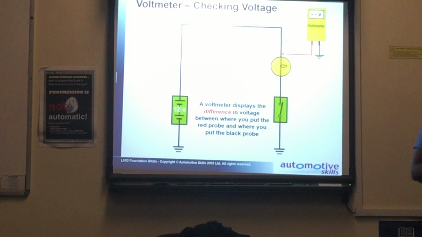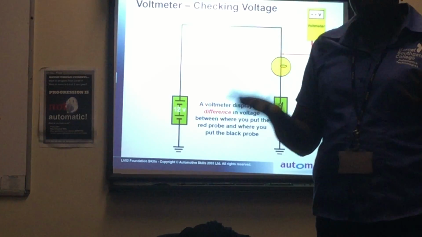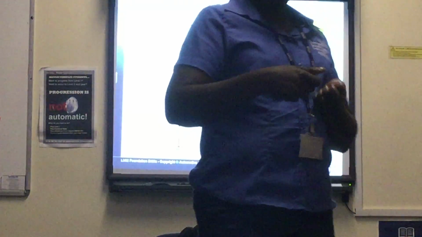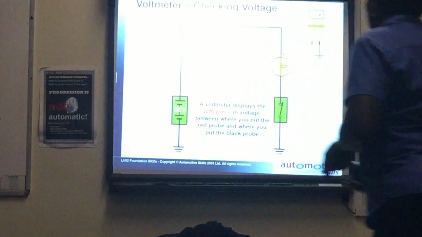So ammeter, how do we connect for current? If we're measuring current, you break the circuit, yes. We do not measure current across, like in parallel, right?